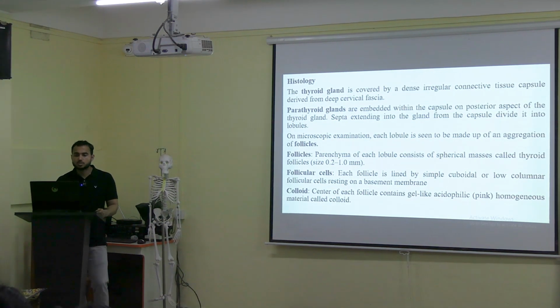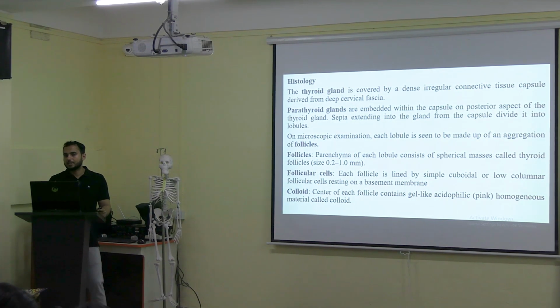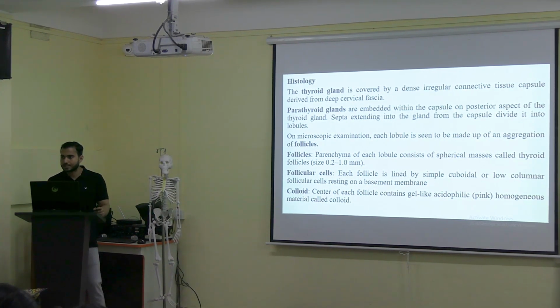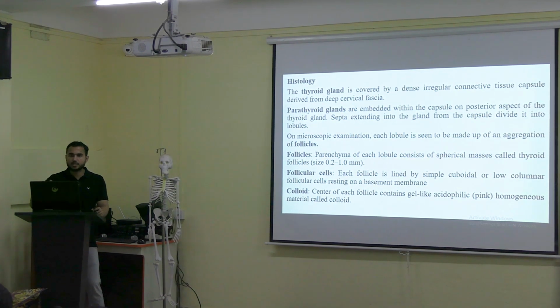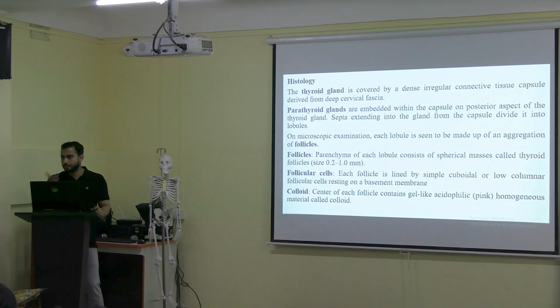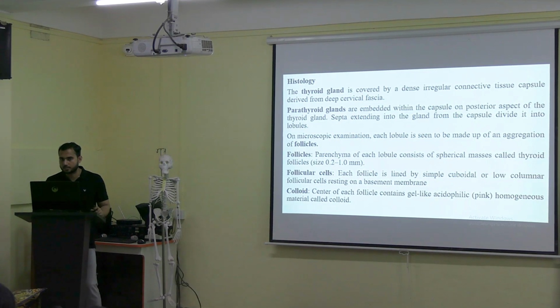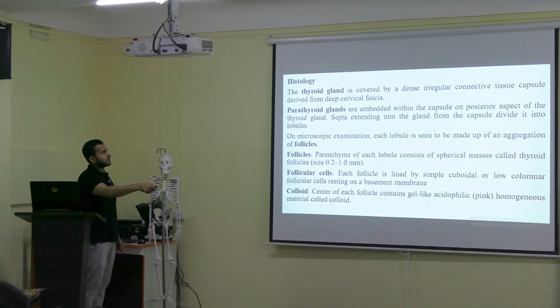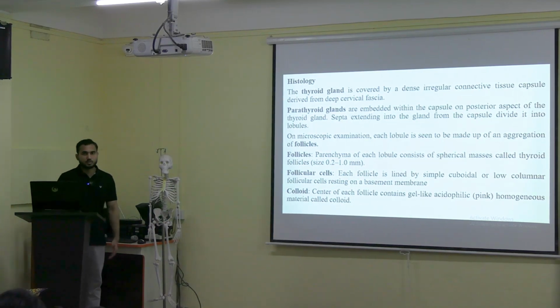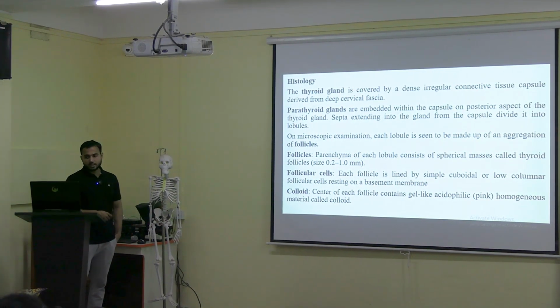So in the histology of the thyroid gland, first of all you have to understand one thing, that thyroid gland is covered by capsule, as I have mentioned. So if any structure is covered by capsule, then what will happen? The capsule will send septa inside the gland, and it will divide it into lobules. If you remember the previous structures which we have studied, same thing is taking place over here. So here in case of thyroid gland also, dense irregular connective tissue capsule is there, which is derived from deep cervical fascia.